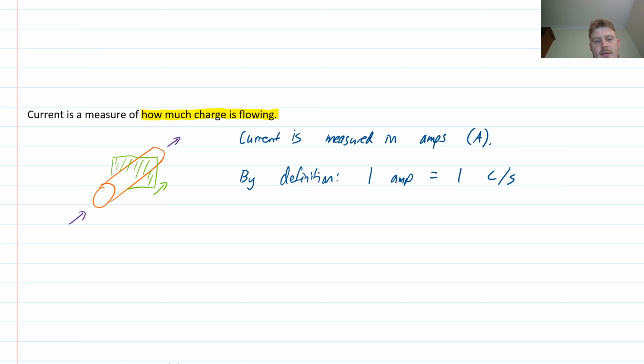So if you have a current of 1 amp flowing through a wire, you could imagine some imaginary rectangle that cuts through that wire, and if you could sit there and count all of the electrons that run past you in 1 second, those electrons would add up to 1 coulomb of charge. So it's a rate of flow. 1 amp is 1 coulomb per second. I'll write this one more time because it's extremely important. 1 amp is 1 coulomb per second.